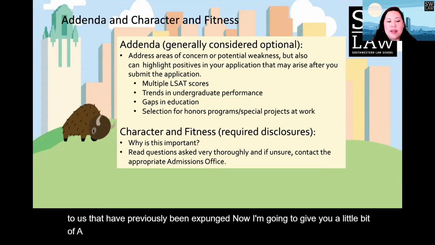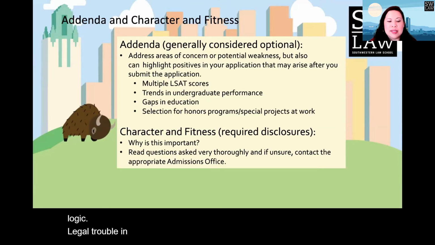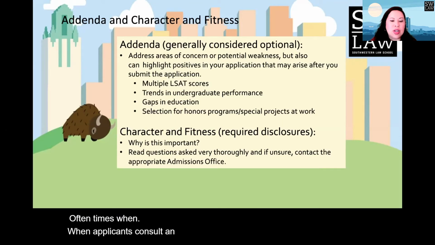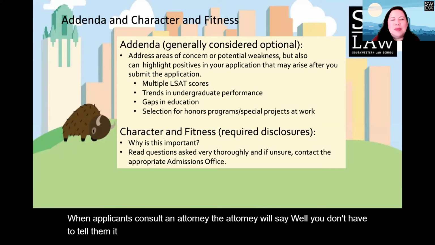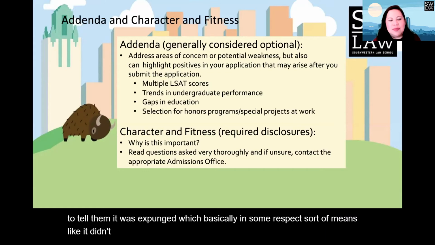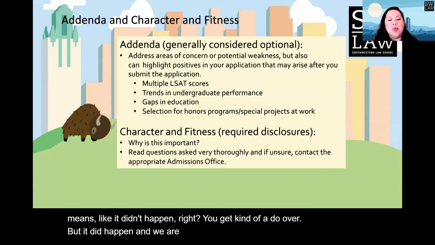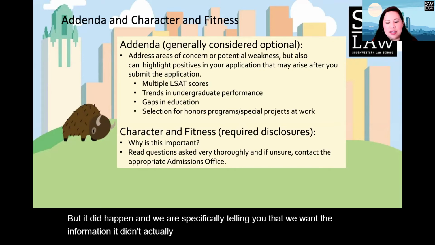For those of you who might have had some legal trouble in the past and been able to get something expunged, oftentimes when applicants consult an attorney, the attorney will say, well, you don't have to tell them it was expunged, which basically, in some respects sort of means like it didn't happen, right? You get kind of a do-over. But it did happen, and we are specifically telling you that we want the information. It didn't actually vanish. There is still technically a record.